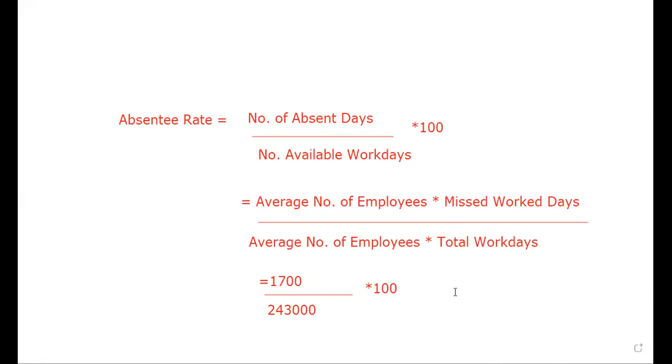You said 0 point what? 0.6995. That's around 0.7. Yeah, that's around 0.7. So that's not a bad rate. And that is why, from the case study, you could even see the board of directors were not moved by the absentee rate. What they were moved by was the rate of turnover, which entered the 2-digit number, 15%.